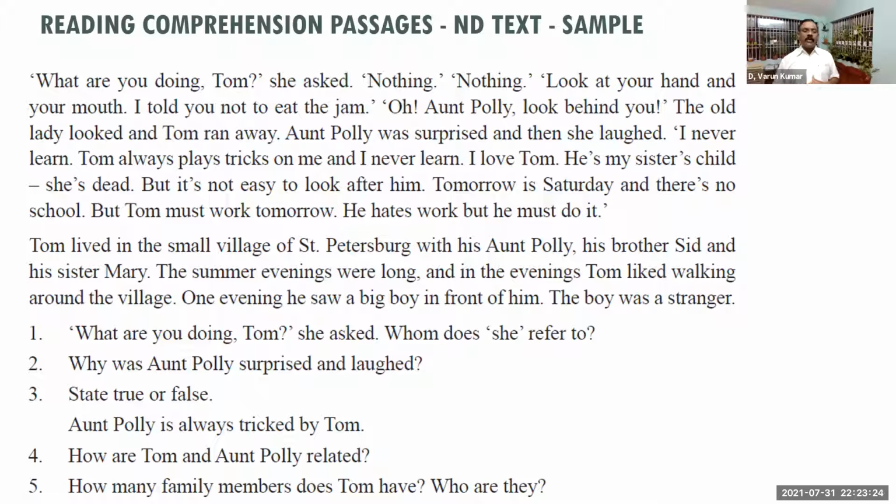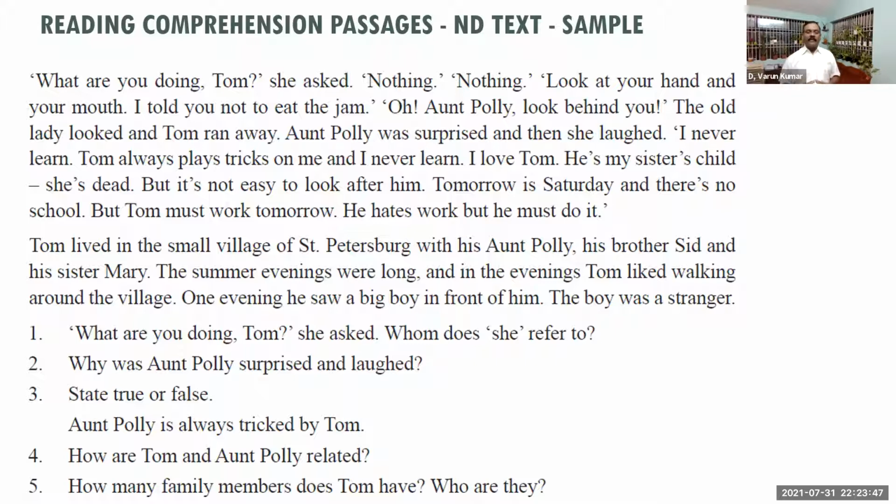Why was Aunt Polly surprised and laughed? Because of some reason it is there. State true or false: Aunt Polly is always picked by Tom. Is it true? Let us see. How are Tom and Aunt Polly related? It is given, Aunt Polly and Tom. What is the relation between the 2? Who are the 2? How many family members does Tom have? Who are they?